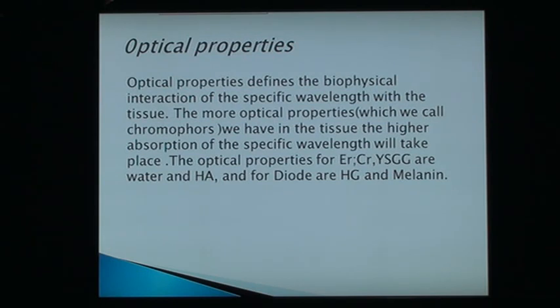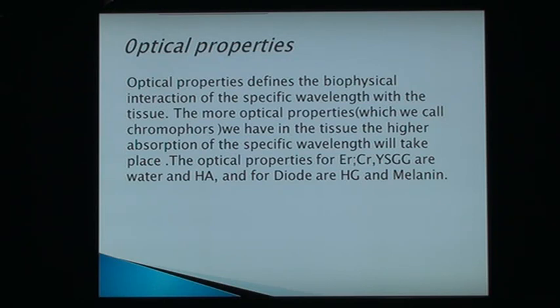Now we will talk about optical properties. We have to understand this term well, because if we know it, we can understand how the tissue interaction will take place and when and how we have to use the specific wavelengths for specific tissue. Optical properties define the biophysical interaction of the specific wavelengths with the tissue. The more optical properties we have in the tissue, the higher absorption of the specific wavelengths will take place.